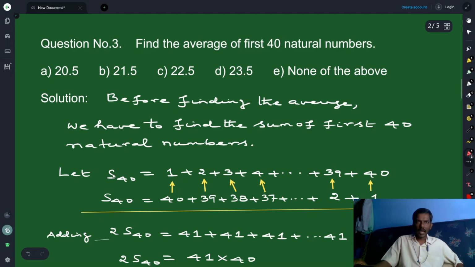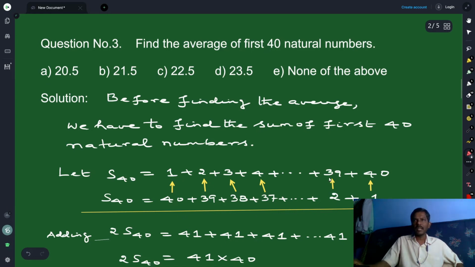Now you write S40 again, but this time in reverse order, namely decreasing order: 40 plus 39 plus 38 plus 37 and so on, plus 2 plus 1. Here you match 1 and 40, 2 and 39, 3 and 38, 4 and 37, likewise 39 and 2, 40 and 1. When you match the two numbers indicated by the yellow arrows, you get 41, 41, 41, 41.